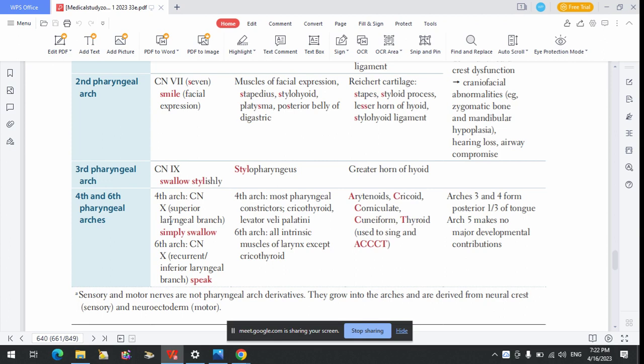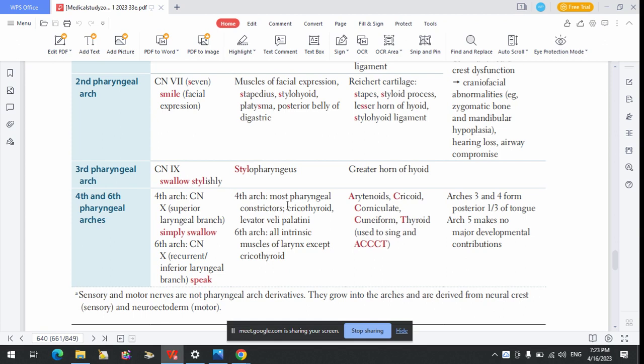Now, one thing we usually learn in medical school is that the recurrent laryngeal nerve is involved in voice production. So all the muscles involved in production of voice, that is the laryngeal muscles, the voice box, will be innervated by the recurrent or inferior laryngeal nerve, which is a branch of the vagus. All those intrinsic muscles of the larynx, except the cricothyroid, are supplied by the recurrent laryngeal nerve. While the fourth is supplied by the superior laryngeal nerve, and it supplies most of the pharyngeal constrictors.